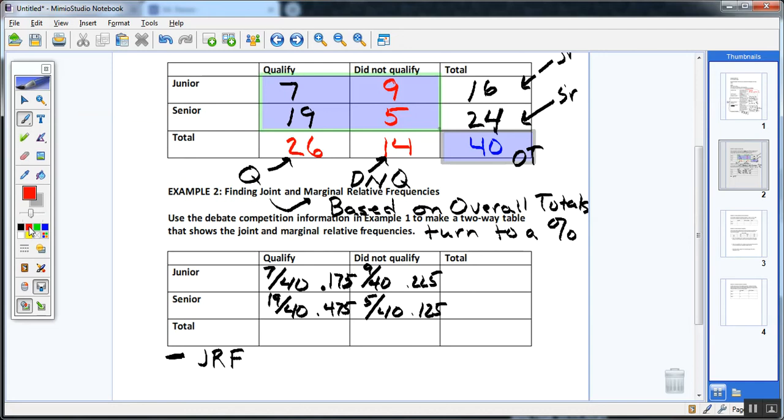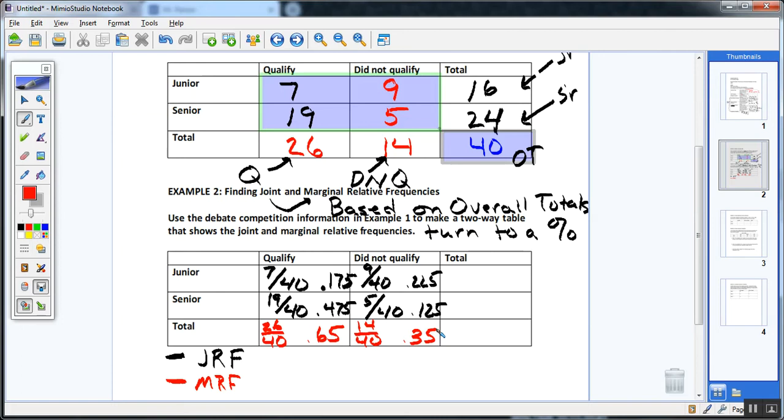Now, I'm going to put the marginal frequencies in here, and this is the easiest thing to do. Once you know the joint relative frequencies, the marginal relative frequencies are very easy to find, kids. All you're simply going to do is take 0.175 plus 0.475 down here, or you could have done 26 out of 40. What's that equal? 0.65. If you wanted the number of kids that did not qualify, it would simply be 14 out of 40, which is 0.35. The word relative just means turn everything into a percent.